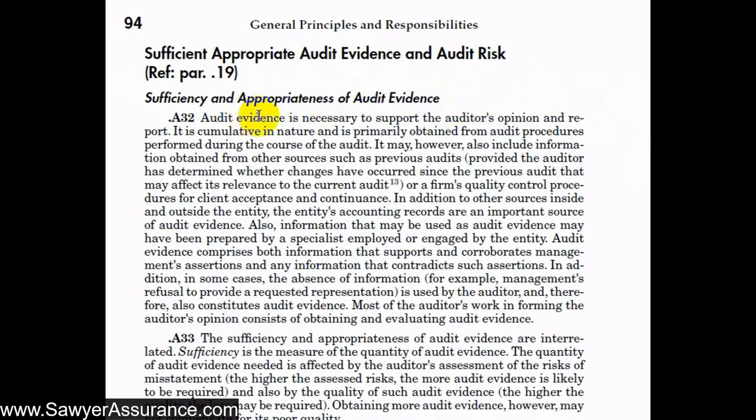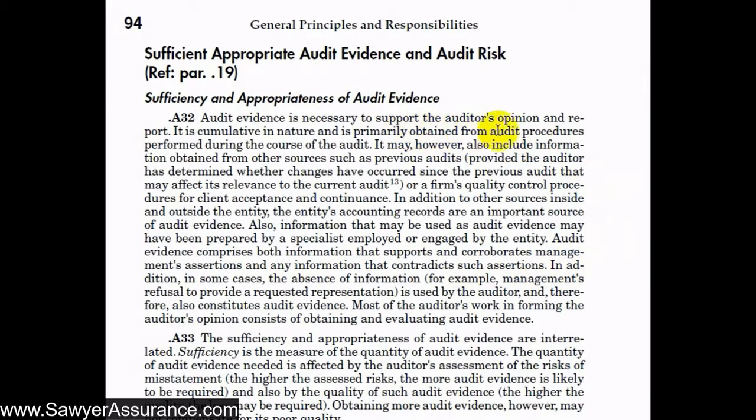Okay, so now we're down at some of the interpretive guidance for the sufficiency and appropriateness of audit evidence. And we see that audit evidence is necessary to support the auditor's opinion. When management is setting its accounting policies, recording transactions, preparing financial statements and such, it's implicitly making assertions about the account balances or disclosures. This audit evidence comprises the information that supports, contradicts, or corroborates these management assertions. And sometimes a lack of information, for instance, if management refuses to provide the representation letter, would be audit evidence also.